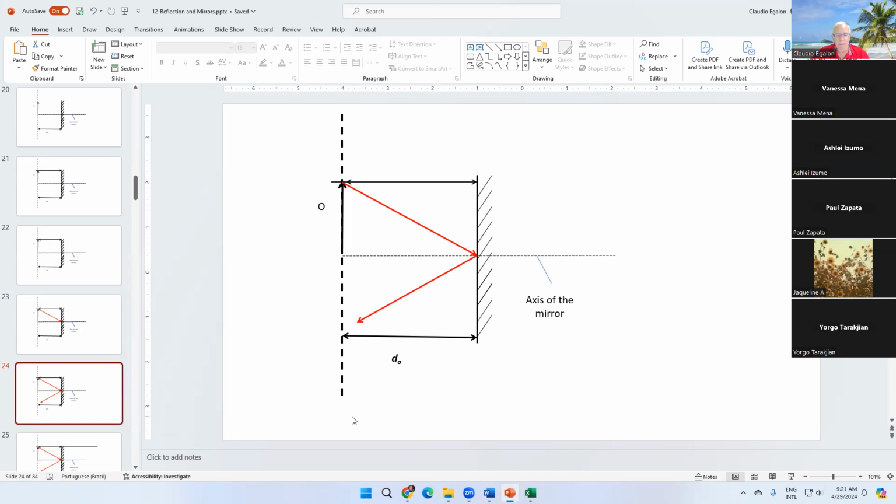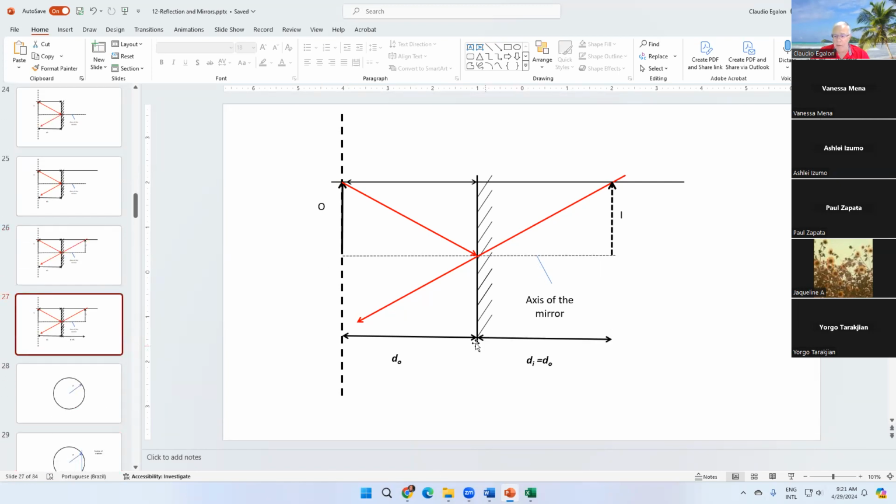If we want to find out the position of the tip of this object, what do we have to do? We have to extend to the right side the light ray, and the intersection of those 2 light rays is going to be the position of the image. Object, O for object, I for image. That's called the axis of the mirror, this one here. And this distance here of the image is going to be d sub I.